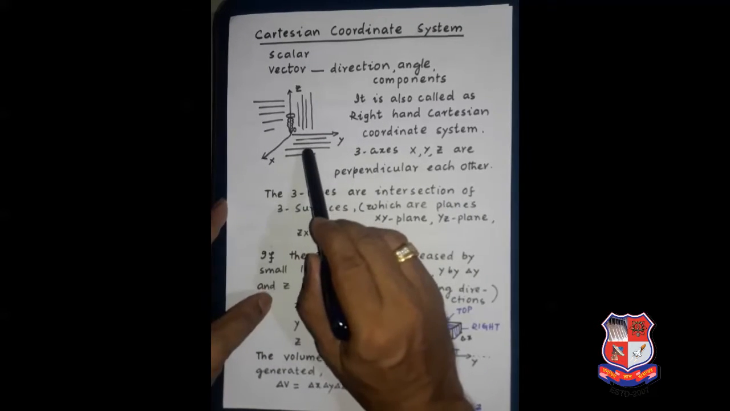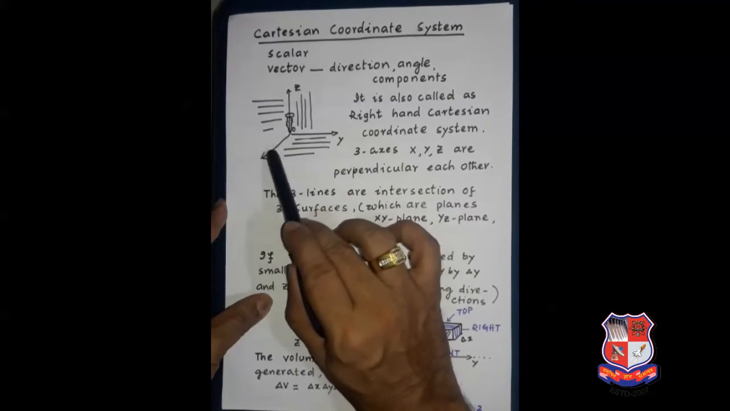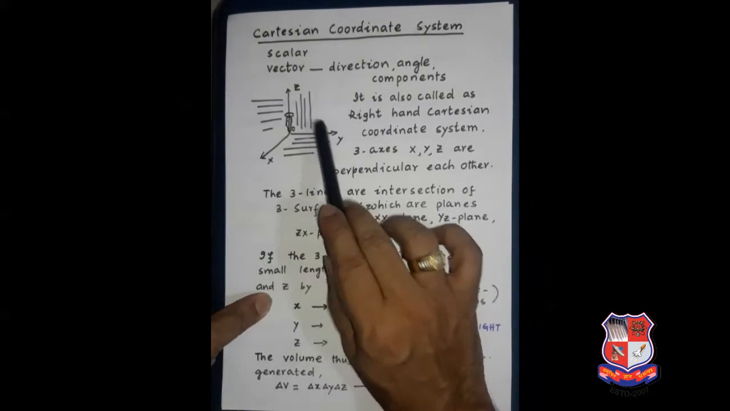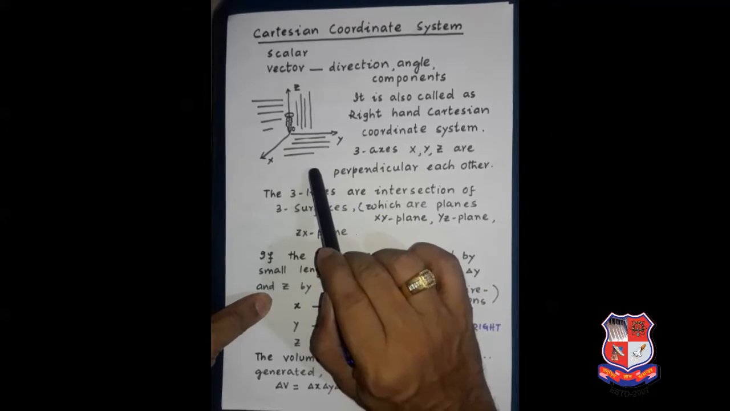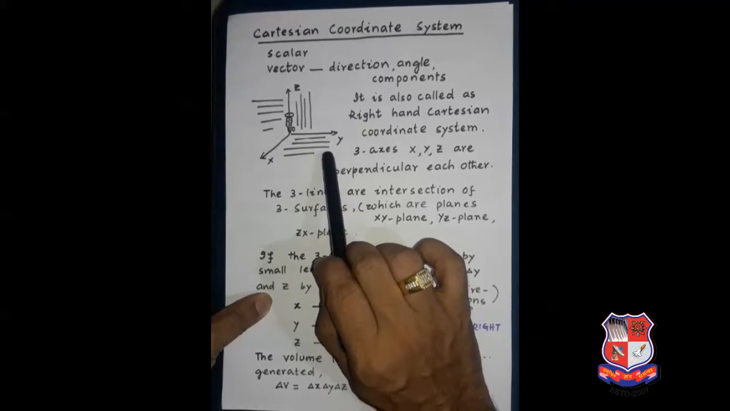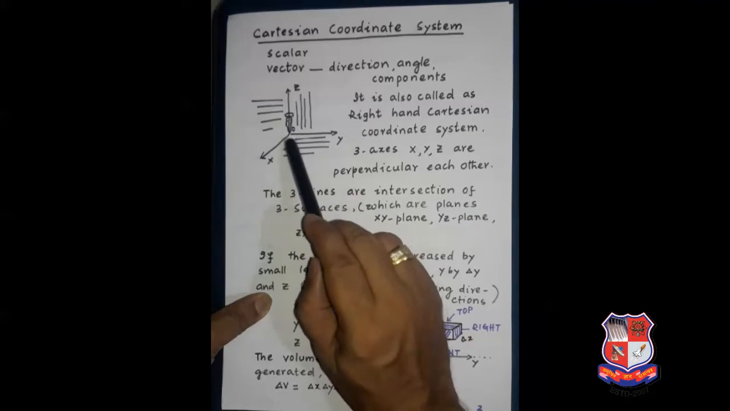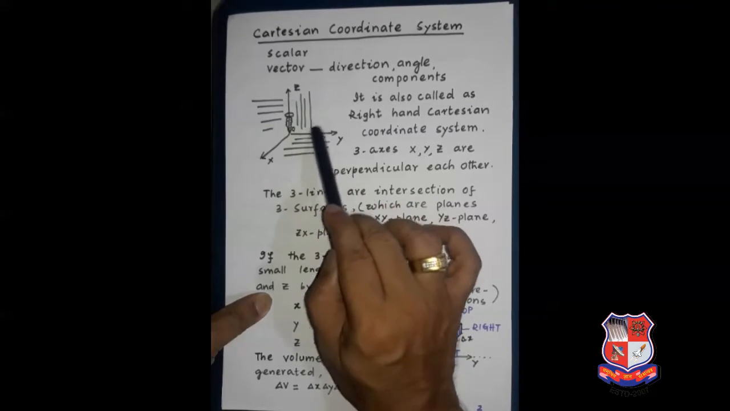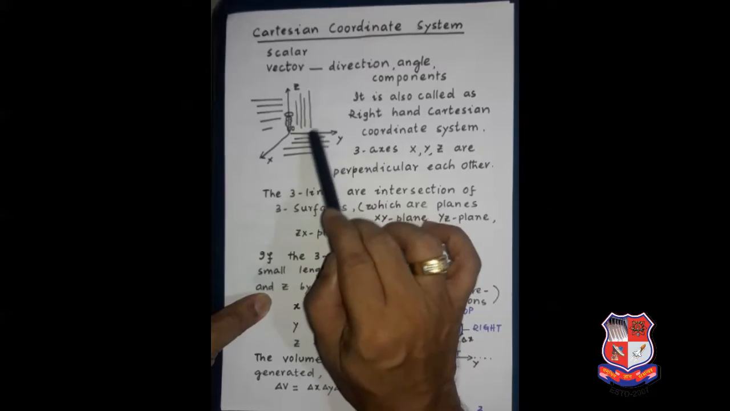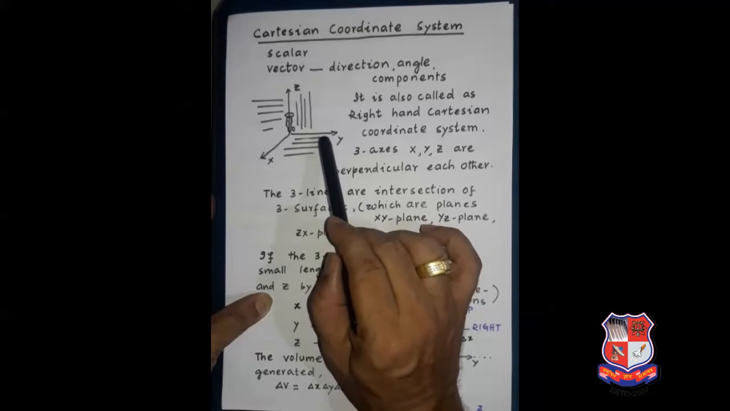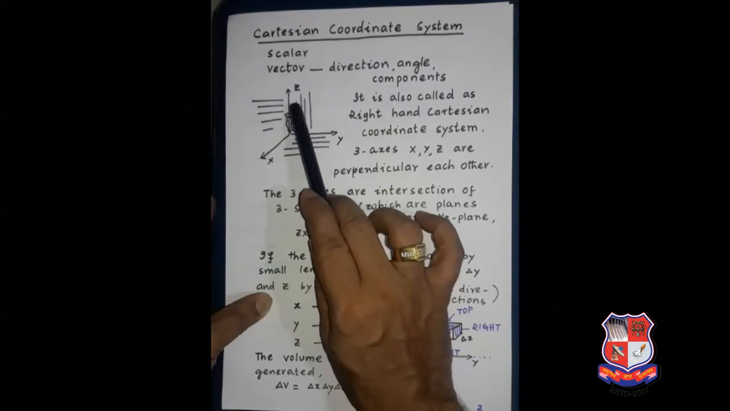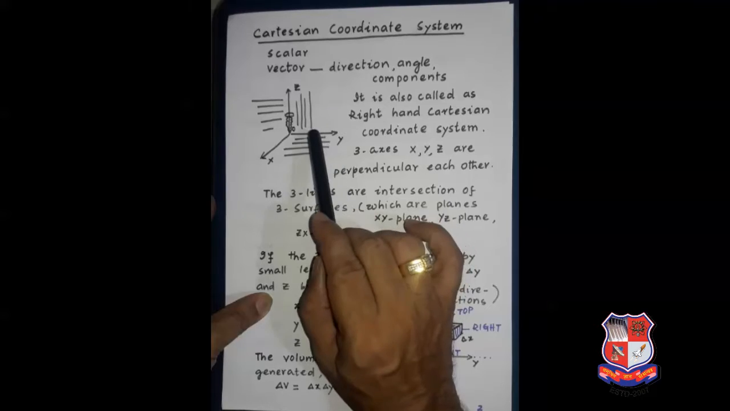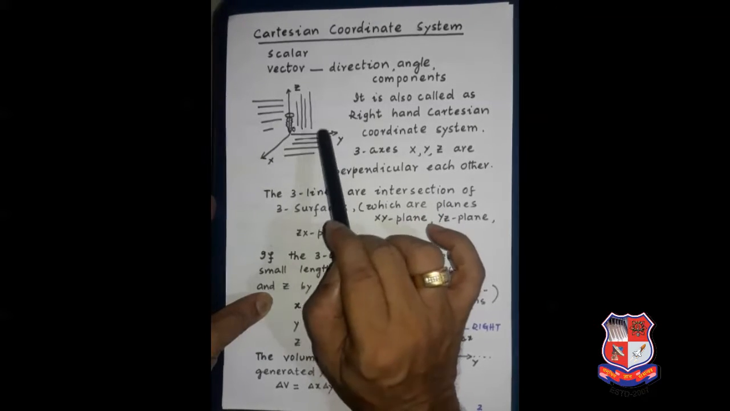So here the figure shows you the coordinate system. It has got x axis, y axis and z axis. These x, y and z are called the axes of the coordinate system. They are perpendicular to each other. The lines which you can see along the x axis, y axis and z axis, where did they come from? They came from the intersection of 3 surfaces which are planes. So these are the surfaces which I have shown you.